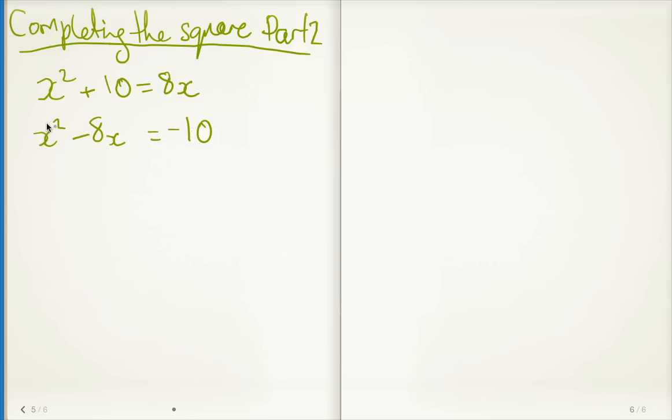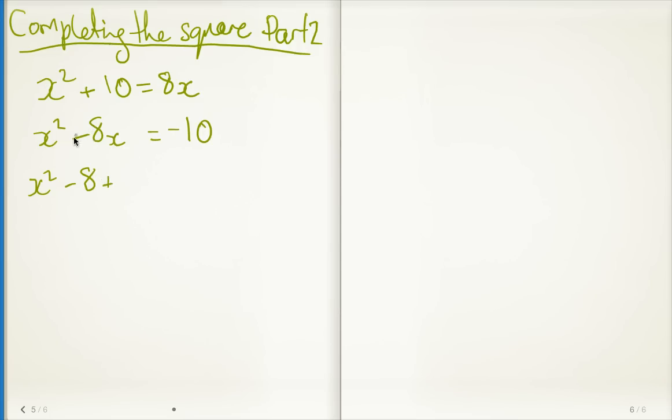Okay, so we're already at that first stage. This is where I want to be. I've got an x squared, I've got an x, and then I've got the other constant on the right hand side. So the next thing I need to do is that little trick where I add half of this number and then I square it.